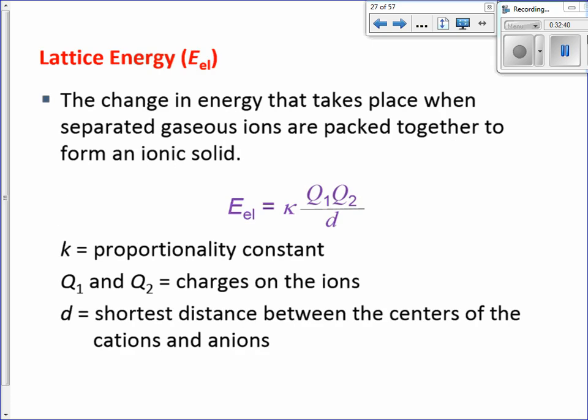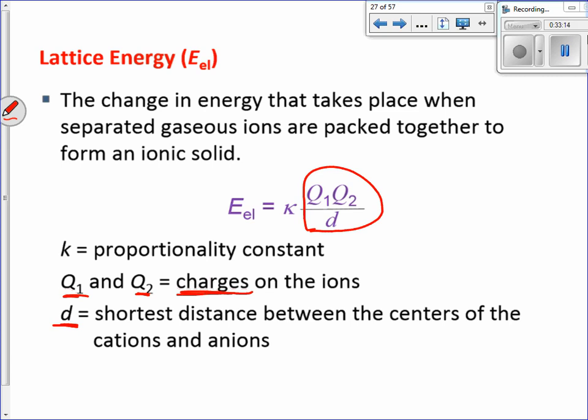The lattice energy equals a proportionality constant, but the things to focus on really are this part of the equation, the Q's and the D, because that's going to tell you the relationship of the lattice energy. The Q's are the charges on the ions, so the actual numerical value of their charges. The D is the distance, the shortest distance between the centers. So the size of the atom matters and the charge of the atoms now matter.